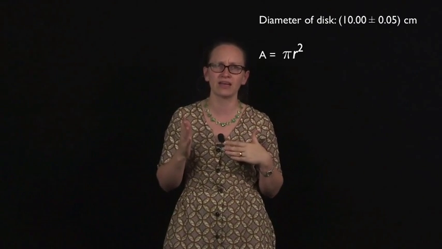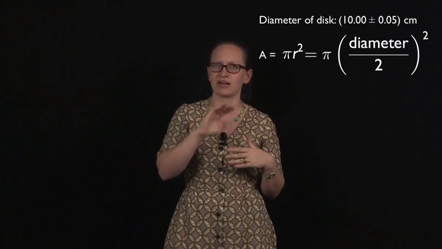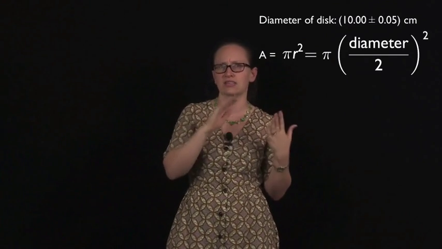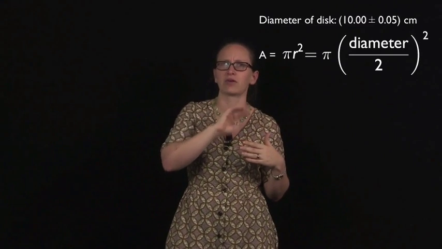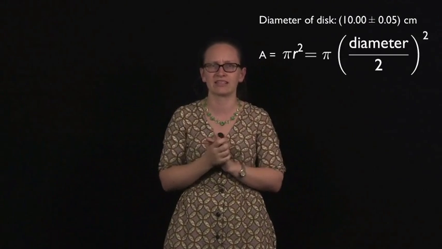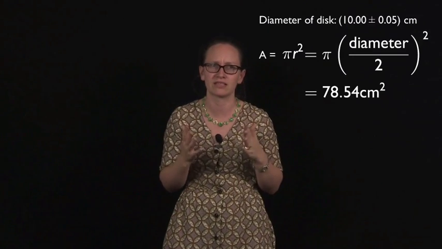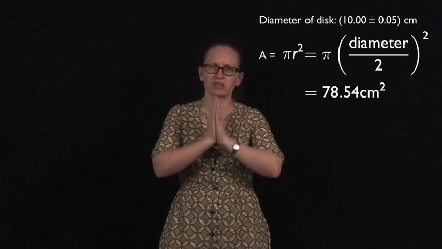So what we can do then is measure the diameter of the disk. Let's say that we measure the diameter of this disk to be 10.00 plus or minus 0.05 centimetres. In this case, the surface area is given by pi r squared, which is equal to pi times the diameter divided by 2, all squared. So this is pi times 10.00 over 2 squared, which on the calculator gives us 78.54 centimetres squared. So we've now worked out the surface area.